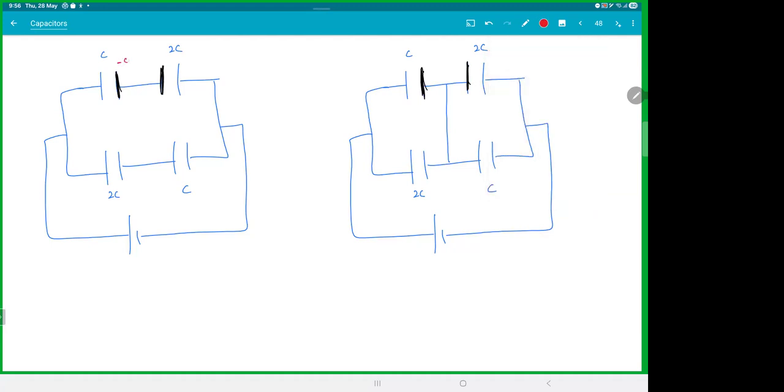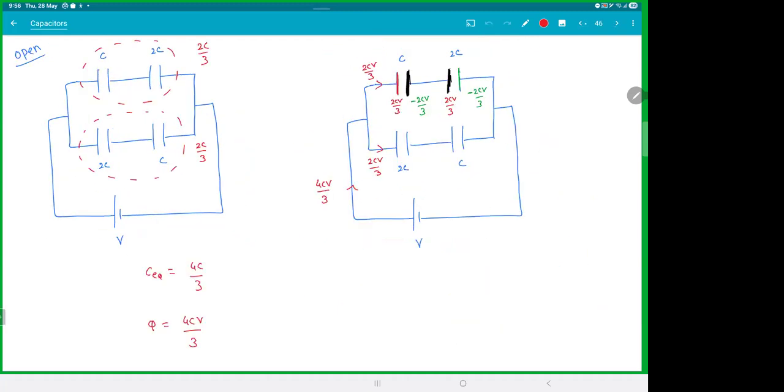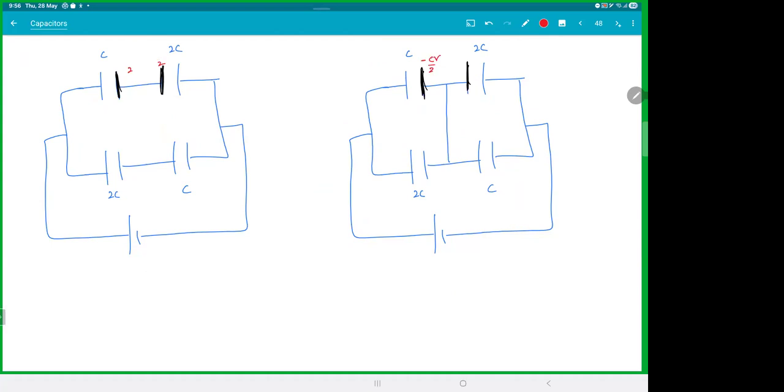Previously, this thing had a charge of minus CV by 2. This thing had a charge of CV by 2. Now here, after closing the switch, this thing has a charge of minus CV by... No, wait, that is 2 CV by 3. My mistake. Minus 2 CV by 3. This was 2 CV by 3. Now this thing had a charge of minus CV by 2 and plus CV.